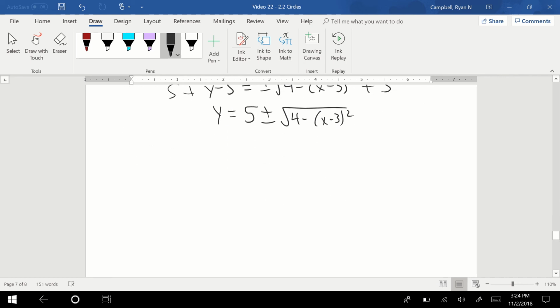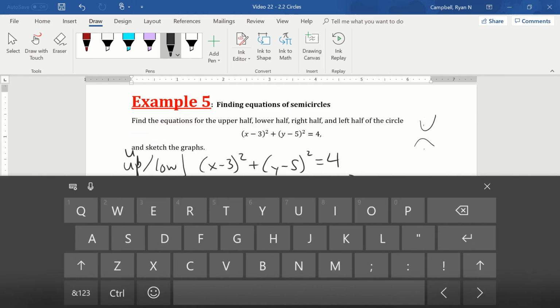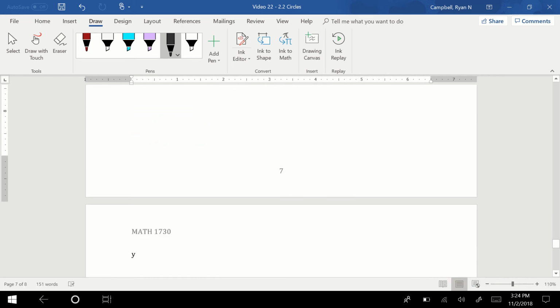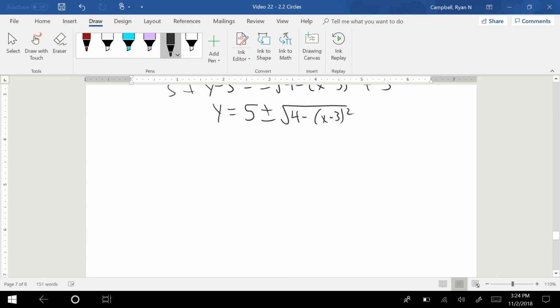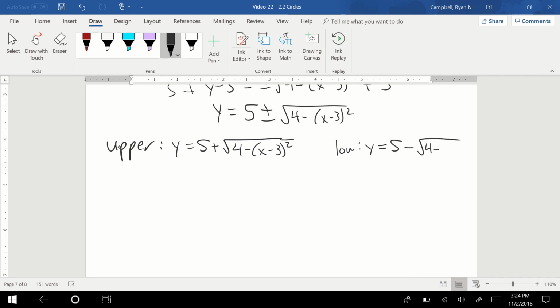So the upper, we said, of course, will be the positive. So y equals 5 plus the square root of 4 minus x minus 3 squared. And then the lower will be the minus. Y equals 5 minus the square root of 4 minus x minus 3 squared.